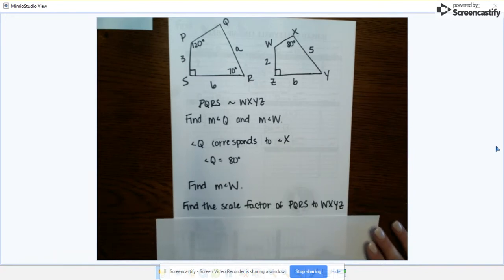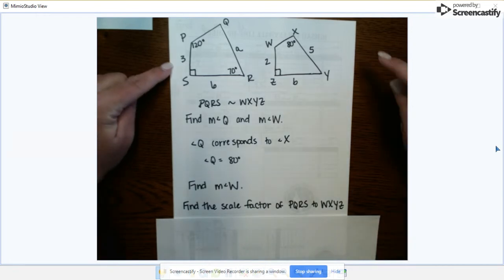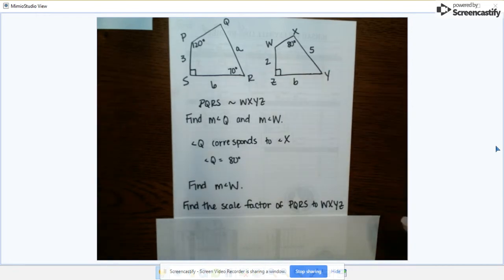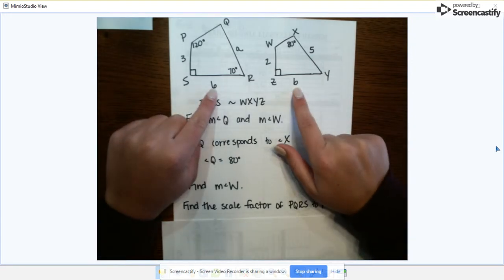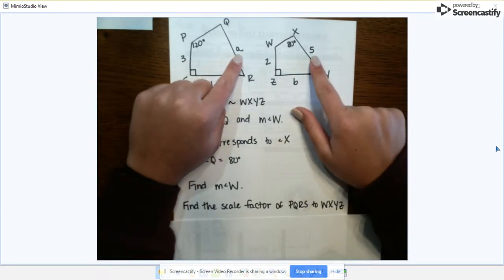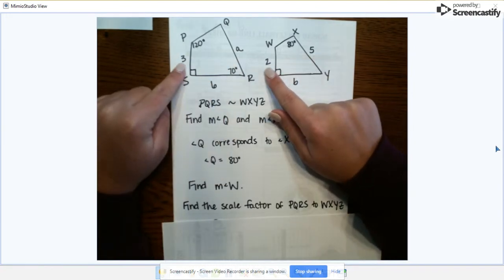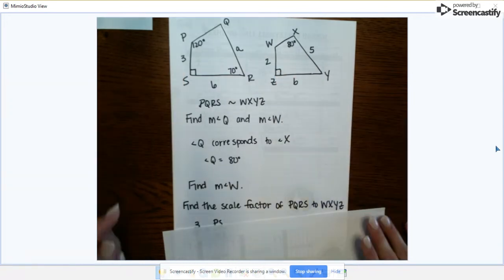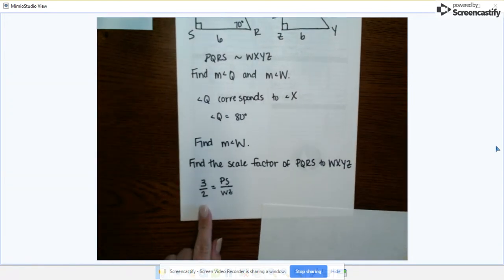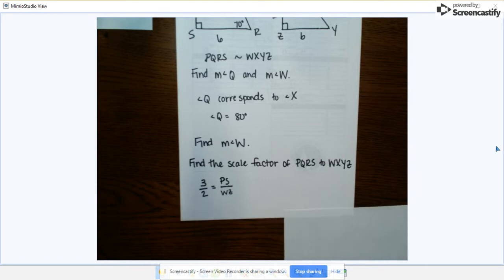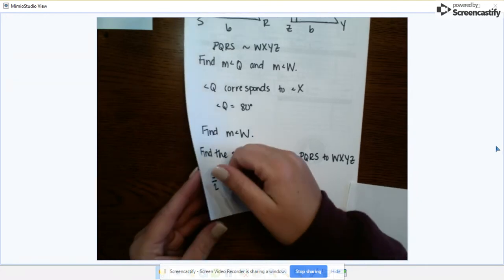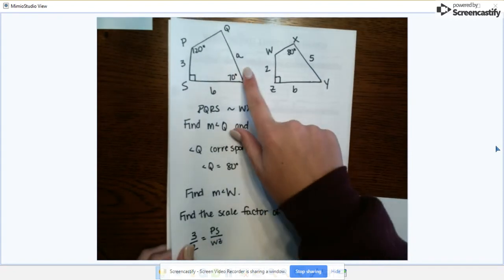Okay, next we're going to find the scale factor of this quadrilateral compared to our second quadrilateral. In order to find our scale factor, we have to look at side lengths. Here, 6 and B go together. A and 5 go together, and then 3 and 2. The only two side lengths that have both numbers would be these last two. So PS compared to WZ is 3 to 2. So our scale factor for these two quadrilaterals is 3 over 2. Keeping that in mind, we're now going to solve for A and B.